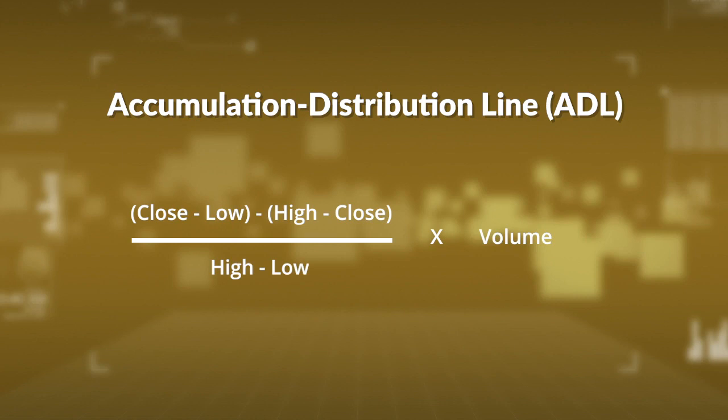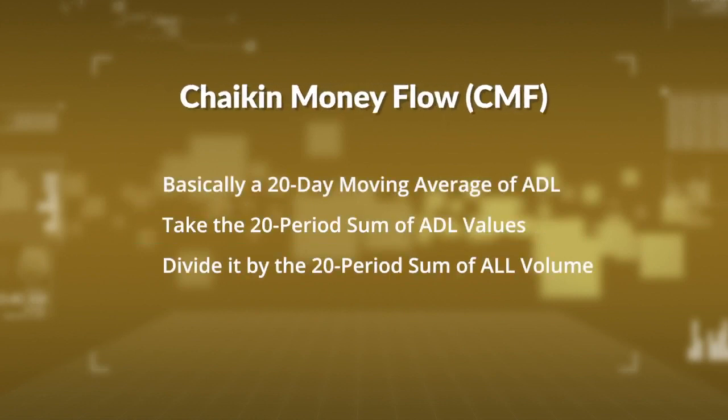If you understand this, and I hope I simplified it somewhat for you, then you're going to know the Chaikin money flow, because the Chaikin money flow is a moving average of the ADL, a 20 period moving average. You take the 20 period sum of all those ADL values, and then divide it by the 20 period sum of all the volume. That's where you get your Chaikin money flow. So it's basically a 20-day moving average of the accumulation distribution line. All right, not too bad, not too hard.